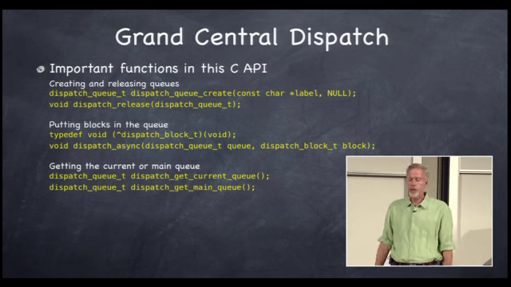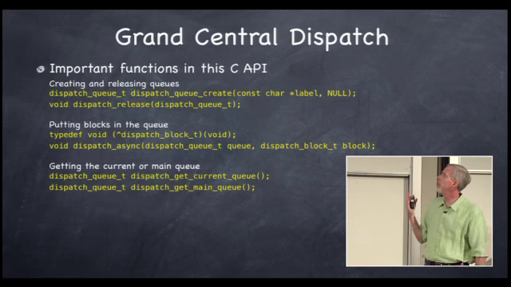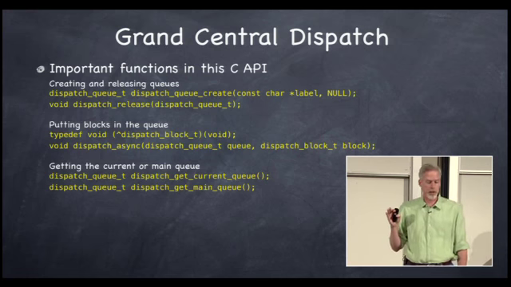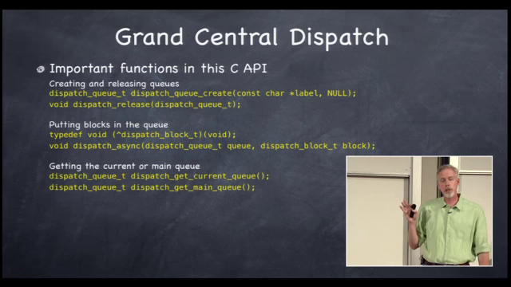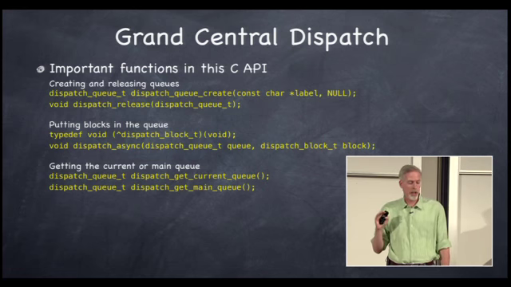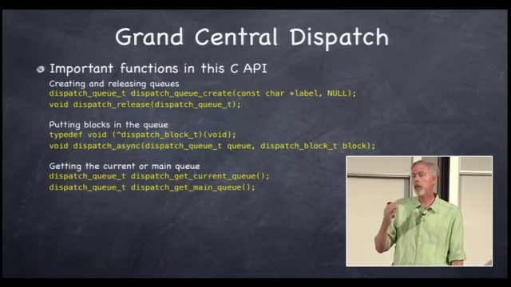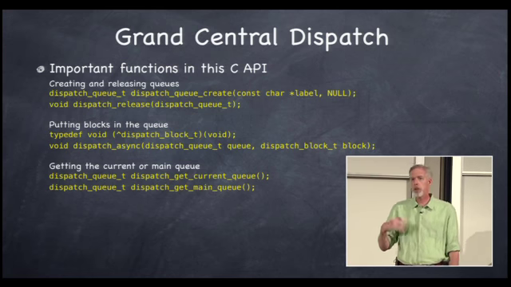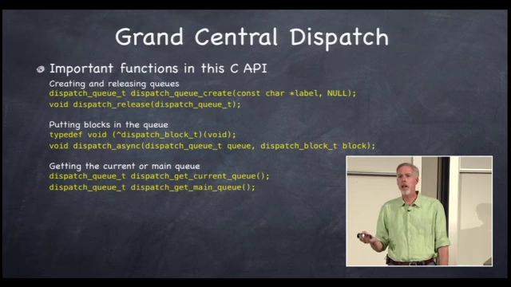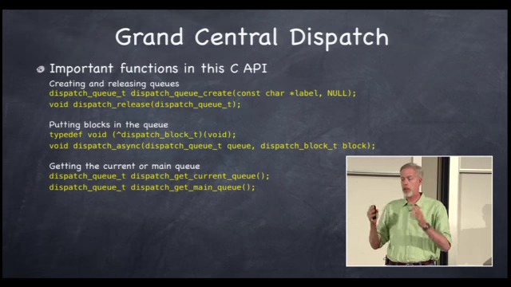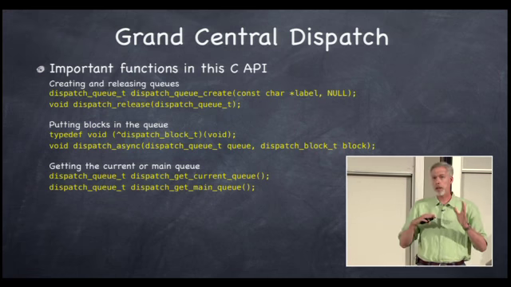Okay? So the second important method here is putting blocks in the queue. Very simple also. Dispatch async. There's also dispatch sync. Dispatch async takes a queue and a block, all those things we've been talking about, and puts that block on the queue. And it returns immediately, basically, back to the calling code.